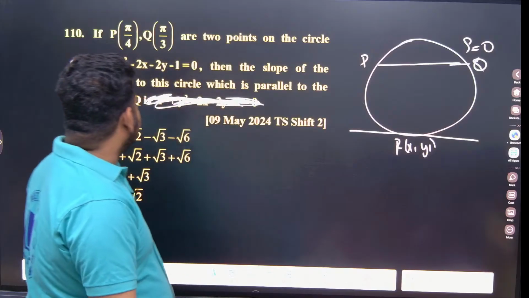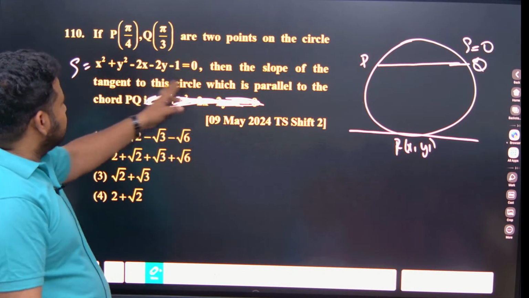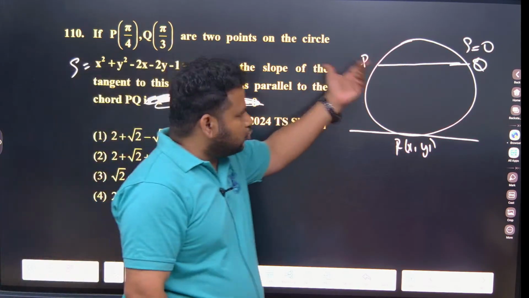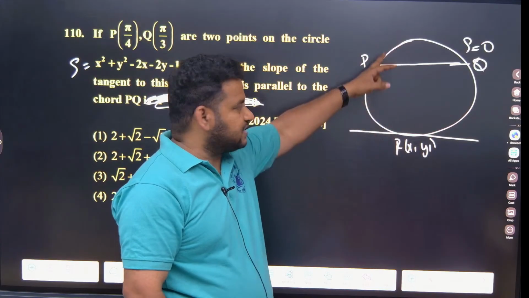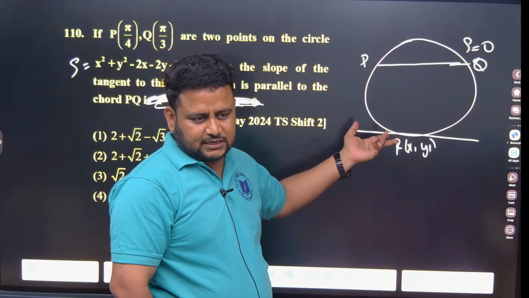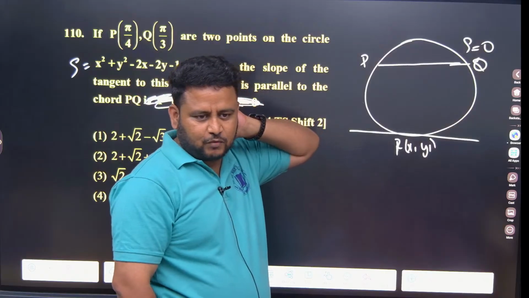Now they are telling what? P and Q are the 2 points on the circle, then the slope of the tangent to the circle which is parallel to the chord. The slope of the chord will be the same as the slope of the tangent because they are parallel. If this is m1, this is m2, m1 will be equal to m2. Parallel line slopes are equal. Correct? So I have to find out the points P and Q.